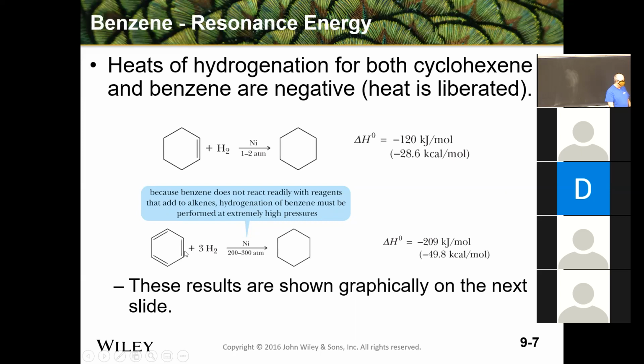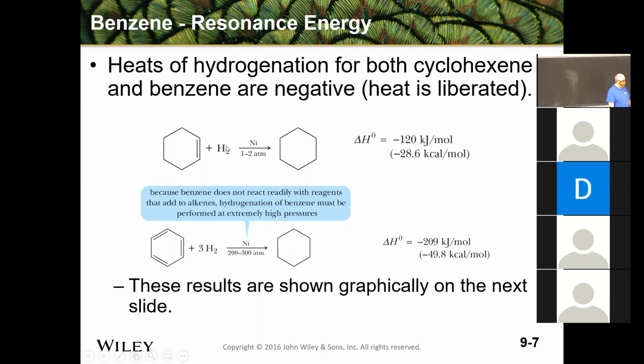Okay, and then benzene, shown here as though it had 3 double bonds. Okay, the heat of hydrogenation should be 3 times that of the hydrogenation of cyclohexene. Okay, but it's actually minus 209. Okay, notice something else here.